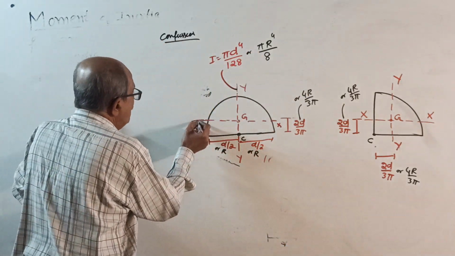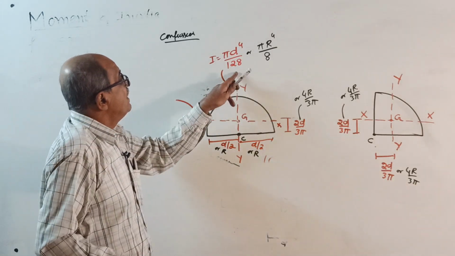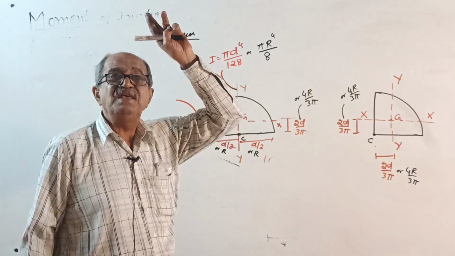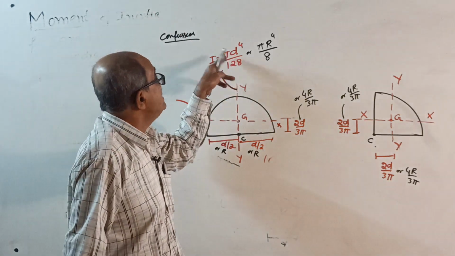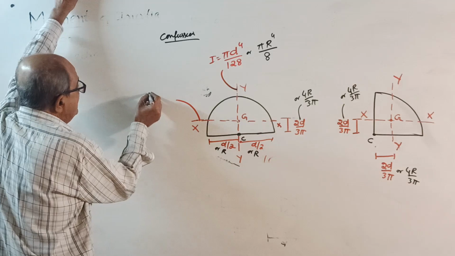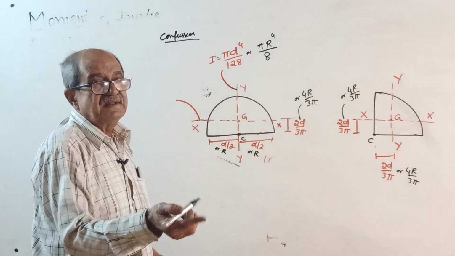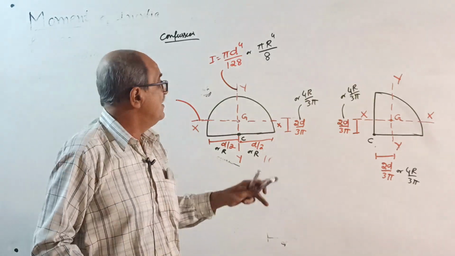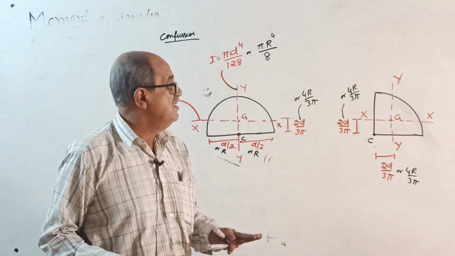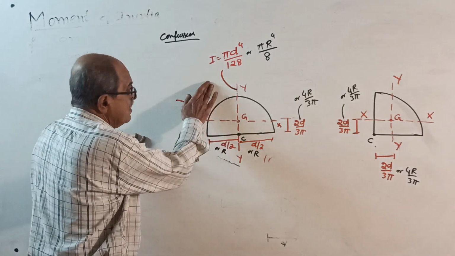But remember, when you write I about this axis, it is pi d power 4 by 128. People understand: circle is 64, this is half, so pi came here. But when you write I about this axis, you cannot write it that way. I am writing the most popular one here. When I go to the summary, I will give you more details and complete clarification at that time. But here also I will remove the confusion.